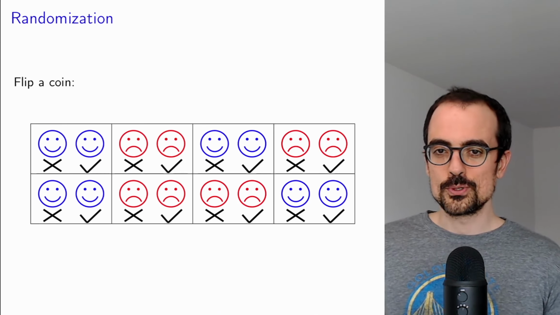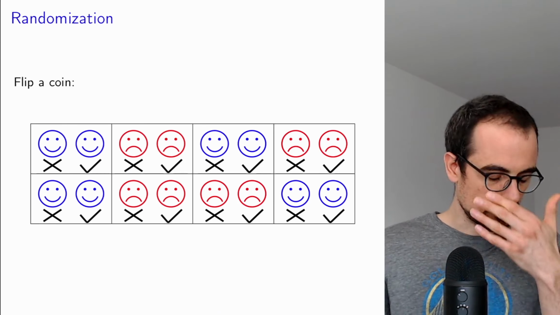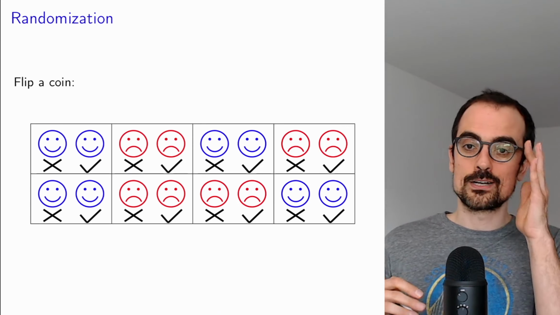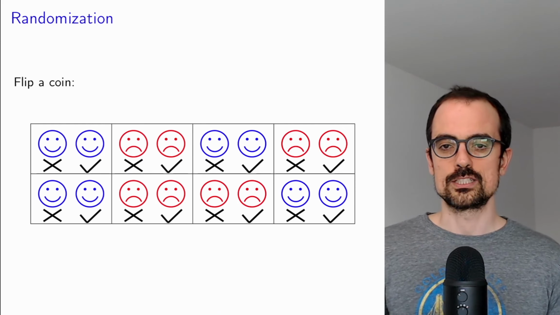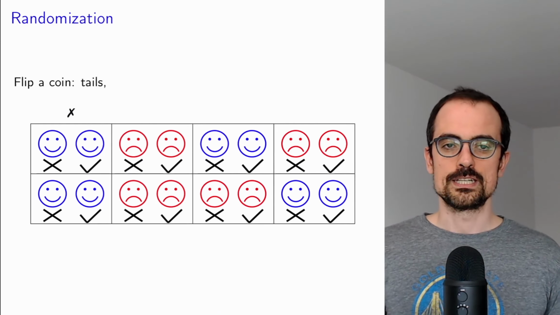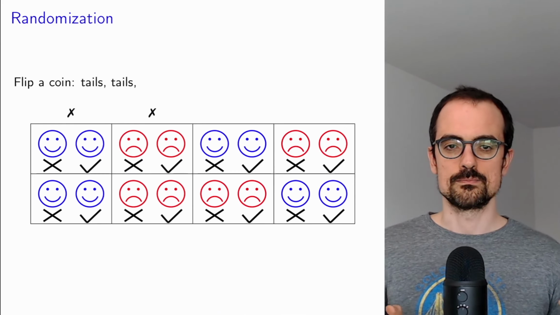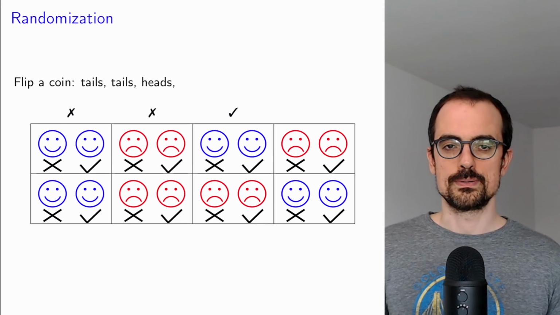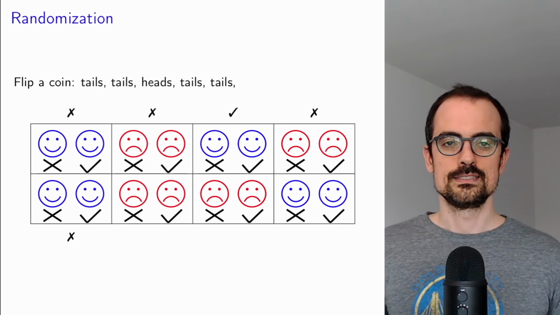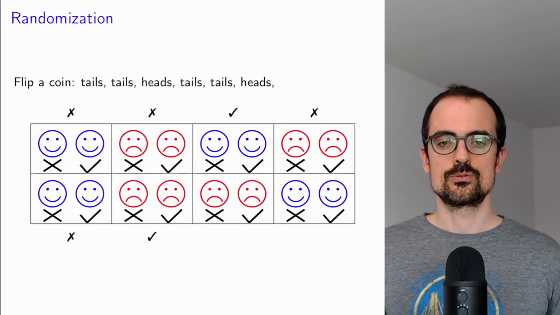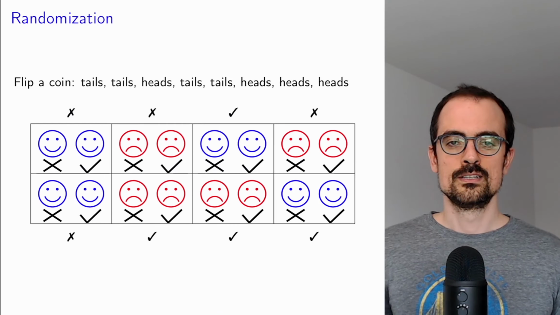So what we're going to do here is we're going to flip a coin. We're not going to look at the patient. We're going to flip a coin, and that coin is going to decide whether the patient gets treated or not. First patient, tails, not treated. Second patient, tails, not treated. Third patient, heads, not treated. Tails, not treated. Tails, not treated. Heads, treated. Heads, treated. Heads, treated.